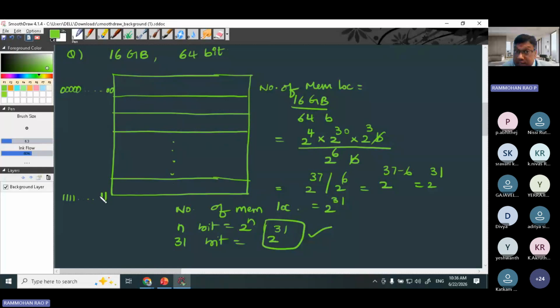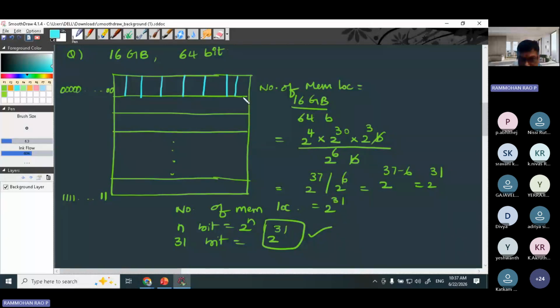We got 31. Now, what is the size of each piece? This is 64-bit, 64-bit, 64-bit. Every piece is 64-bit. 64-bit means how many bytes will we get? 32 means 4 bytes. 64 divided by 8, we will get 8 bytes, which means 8 pieces here. 1, 2, 3, 4, 5, 6, 7. So I need to have one more.